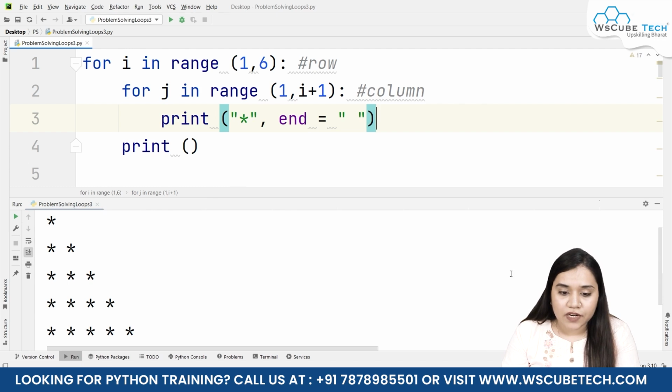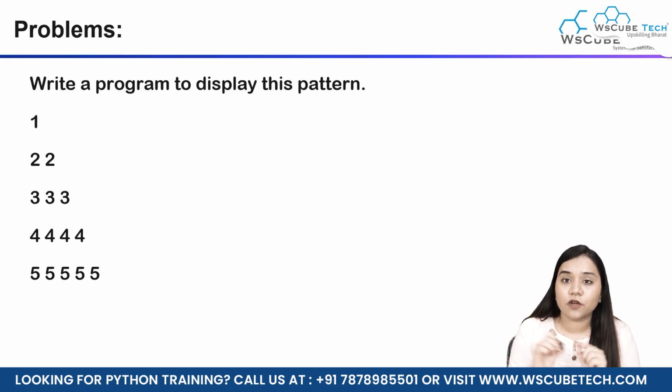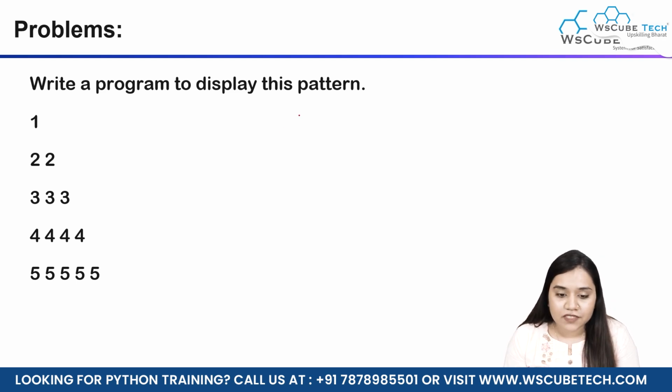Similarly, let's move ahead to our next question. If the concept of that block is clear, I guess you will be able to solve all kinds of pattern problems with just a small amount of logic that you need to put in there. So our next question is 1, 2, 2, 3, 3, 3, 4, 4, 4, 4 and 5, 5, 5, 5, 5. So previously, what was the triangle?